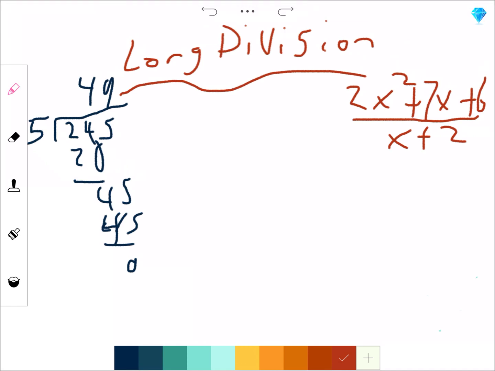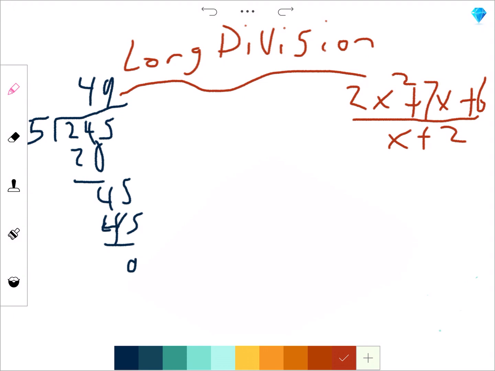Hello guys, today in this video I'm going to show you how to do long division. Long division is one of two ways to divide polynomials, such as what we're going to look at in this video. It says 2x squared plus 7x plus 6 over x plus 2.